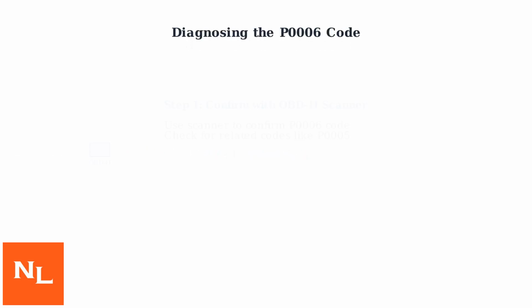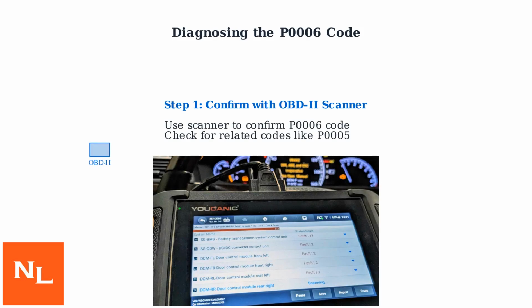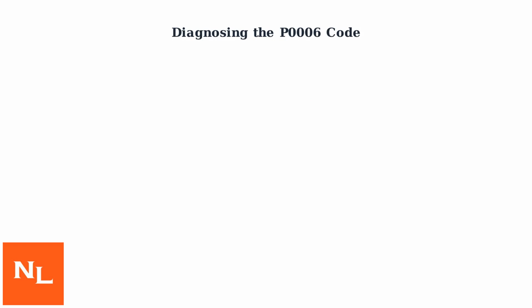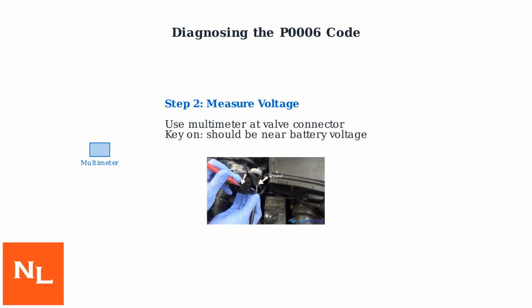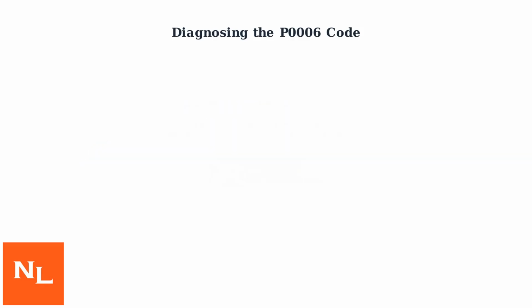Finally, start diagnosing P0006 by using an OBD2 scanner to confirm the code and check for related codes like P0005. Next, use a multimeter to measure voltage at the valve connector with the key on. The reading should be near battery voltage.